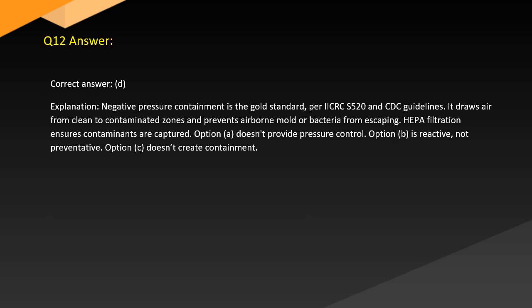Answer. Correct answer: D. Explanation: Negative pressure containment is the gold standard per HRConquer and CDC guidelines. It draws air from clean to contaminated zones and prevents airborne mold or bacteria from escaping. HEPA filtration ensures contaminants are captured. Option A doesn't provide pressure control. Option B is reactive, not preventative. Option C doesn't create containment.